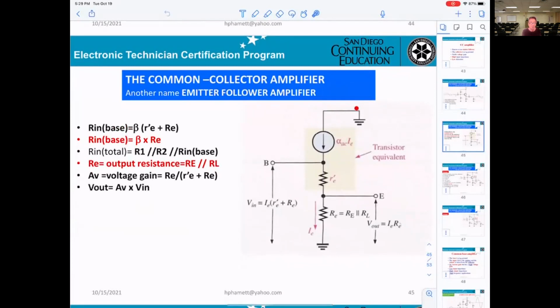Now if you're looking at the AC model, first, this is the collector here, and the collector will be grounded. That's why it's common collector. The current IC goes into the base. This is the base. And what is R prime E? That means the internal resistance from the base to the emitter.